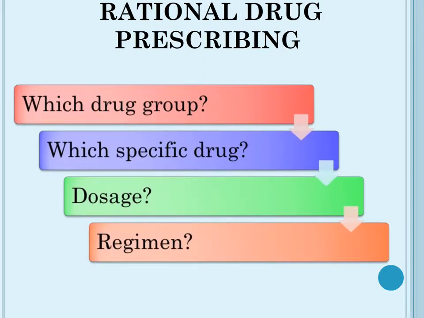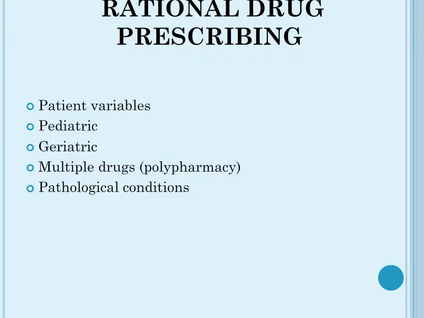As practitioners, you must understand which drug group you should use, which specific drug, what the dosage is, and what is the regimen or frequency of administration. If one does not understand the individual pharmacokinetic profiles of drugs, then this becomes an extremely difficult task to achieve. You have to take into account patient variables, which means patient variables may have underlying pathophysiology. You have pediatric and geriatric patients. Pediatric patients have limited binding capability. They have limited hepatic biotransformation.